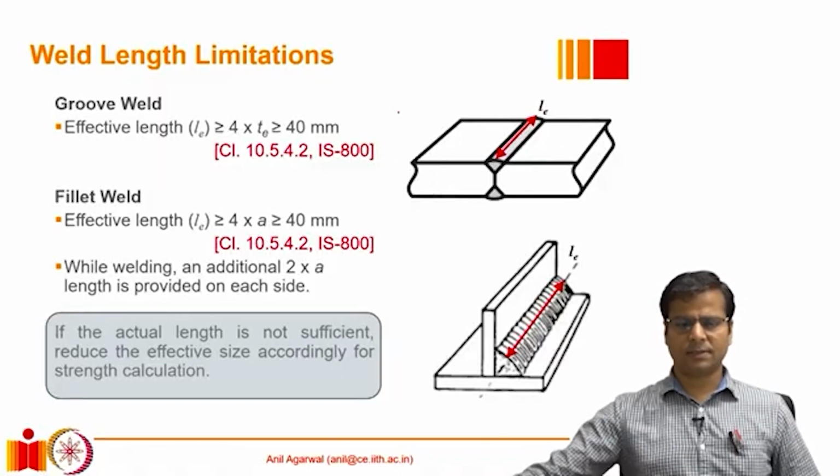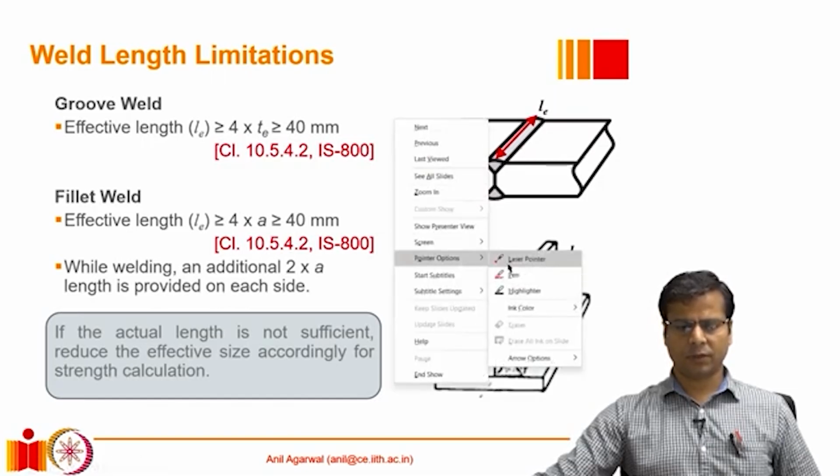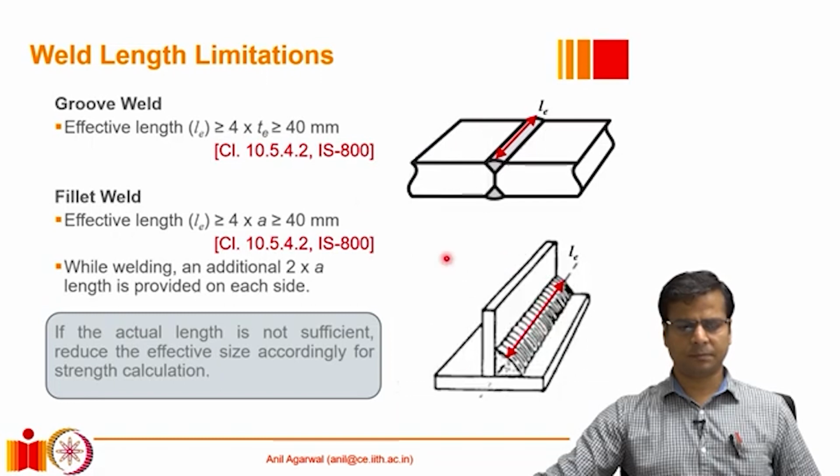In addition to the size requirement for the fillet welds, there are also some requirements for the length of the fillet weld as well as the groove welds. So first we will talk about the groove welds. If we do a groove weld, the effective length should be at least 4 times the effective throat thickness of the groove weld, whether it is a full penetration, CJP, complete joint penetration, or a partial joint penetration type of a weld.